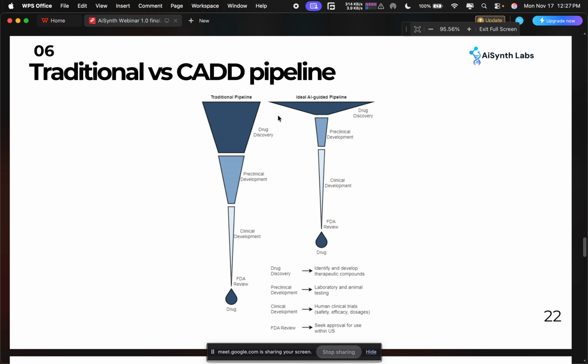Yeah, and I like to see the drug design pipeline like a funnel. See the traditional pipeline, the drug discovery. You see how large it is, clinical development, and FDA review, then to a drug. So as you can see, with drug discovery, this is where computer will come in, and as you can see, it is shorter, causing it to have less time taken to get a particular drug.